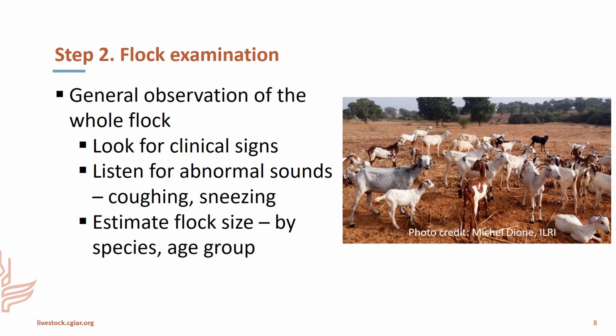The next step is to have a look at the flock. Look at it from a distance and estimate the approximate size by species and by age group. Get a general impression of the main clinical signs affecting the flock. Also, listen out for abnormal sounds like coughing and sneezing.